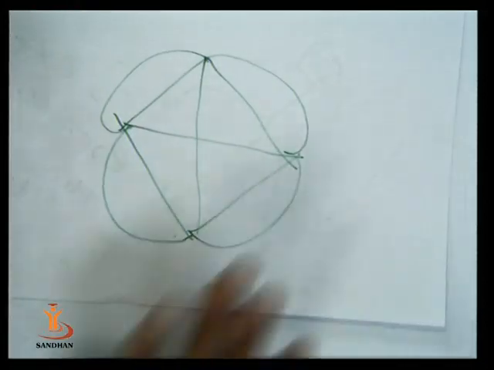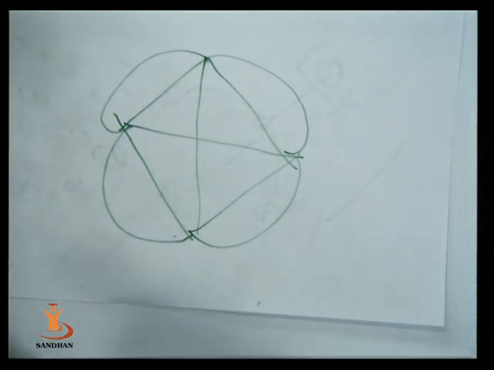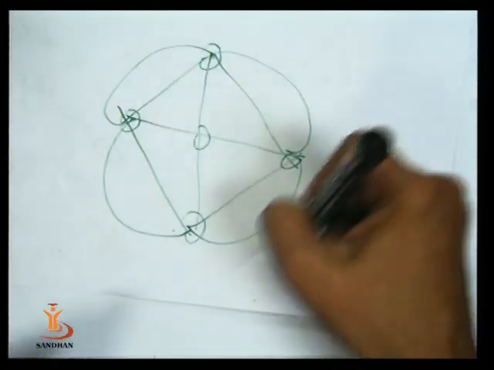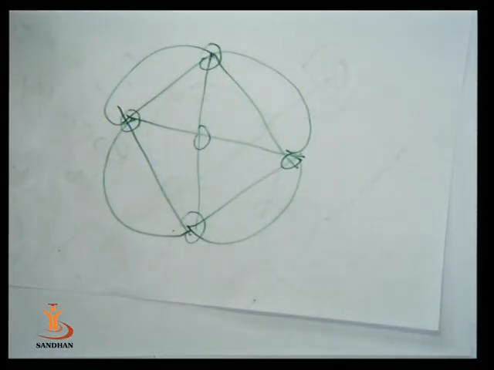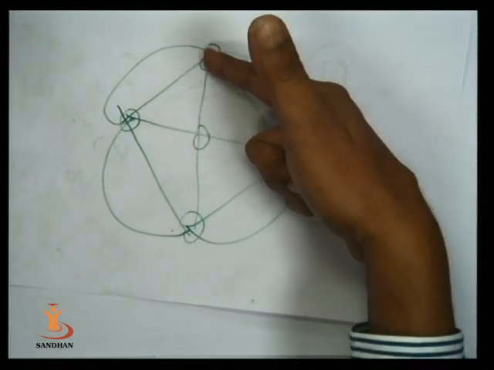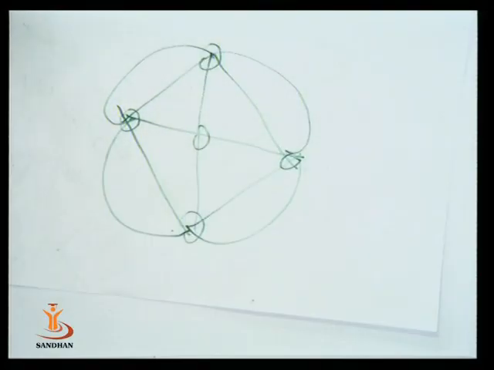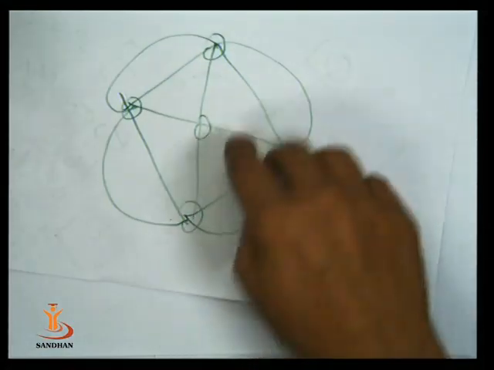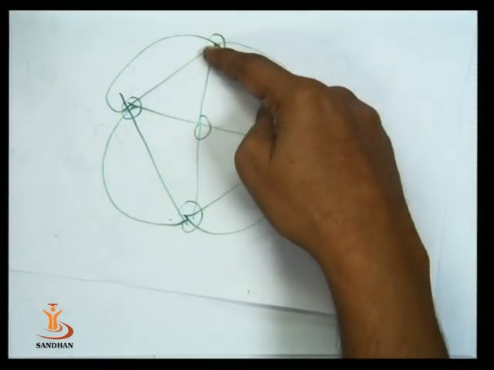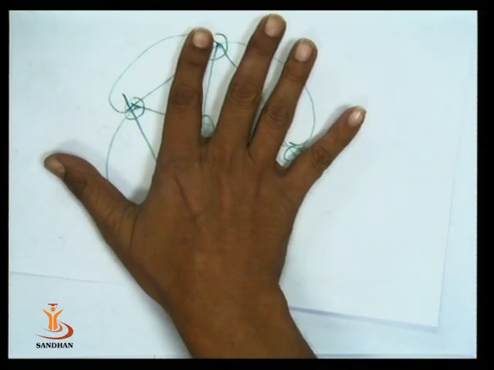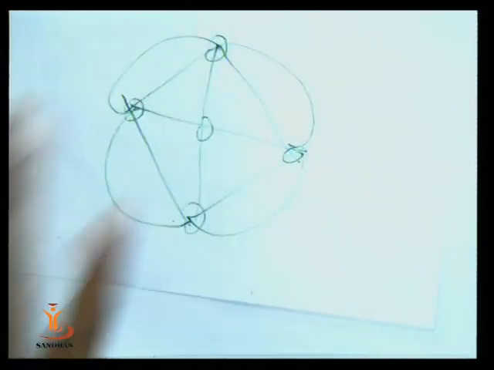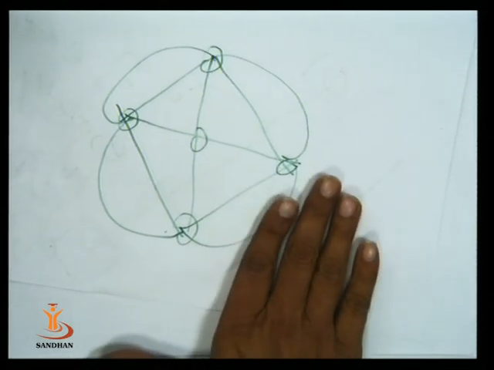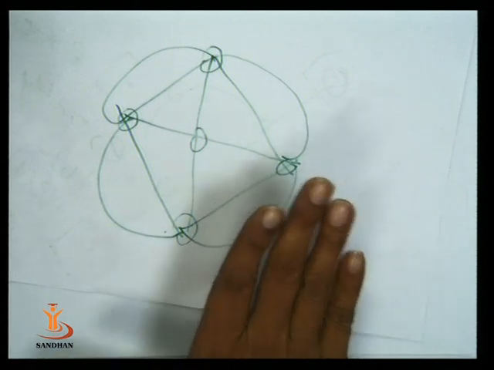So what type is this graph? Find the degree of each vertex. Are the degrees of each vertex even? No. The degree of this vertex is not even. What is the degree of this vertex? 5 edges are incident on this vertex. So the degree of this vertex is 5, odd. So not all degrees are even. So this graph is not a Euler graph. So this graph is not always traversable.